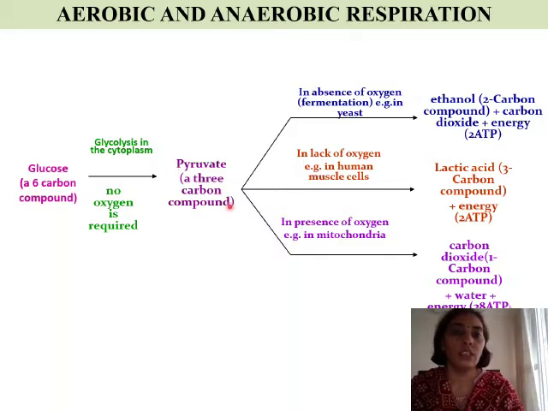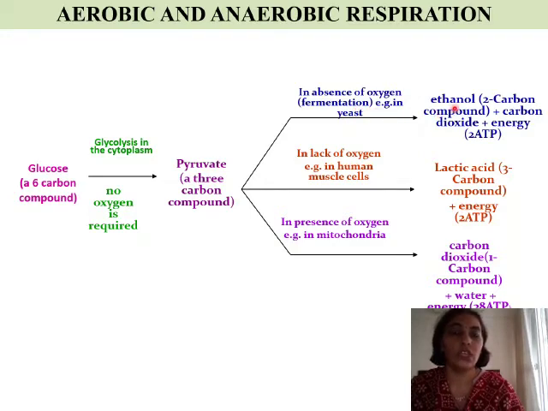Now this pyruvate can have various fates. In the first case, in absence of oxygen, fermentation, for example, in yeast. Yeast is a fungus, commonly used in bakery products. So if the fermentation is being brought about using yeast, then yeast respires anaerobically in absence of oxygen and brings about fermentation. What are the products?